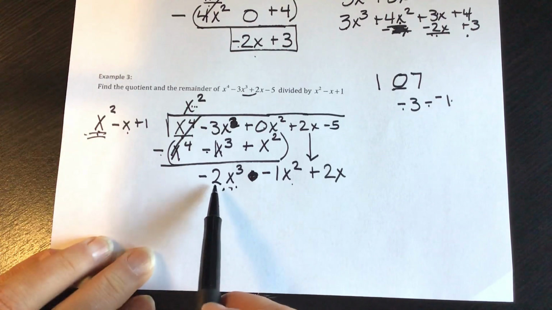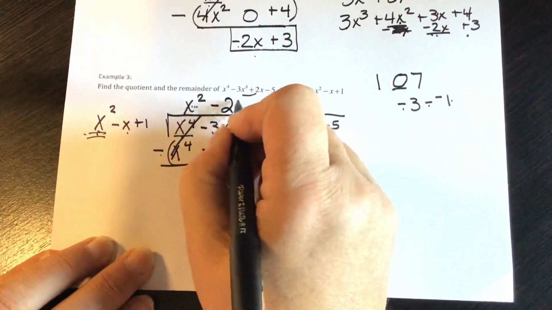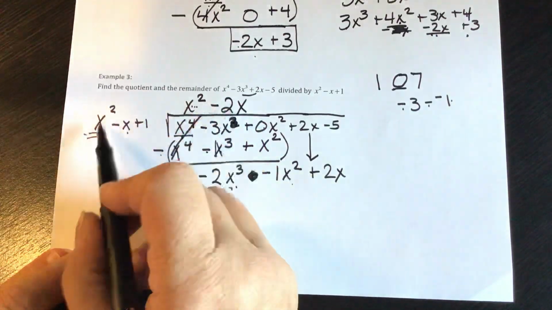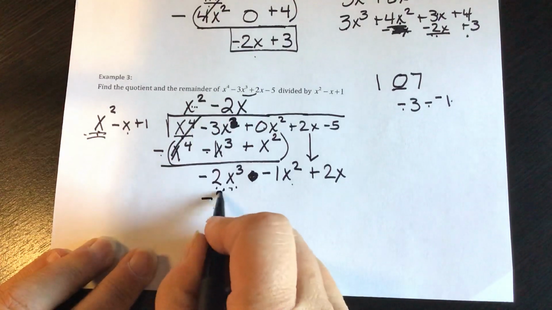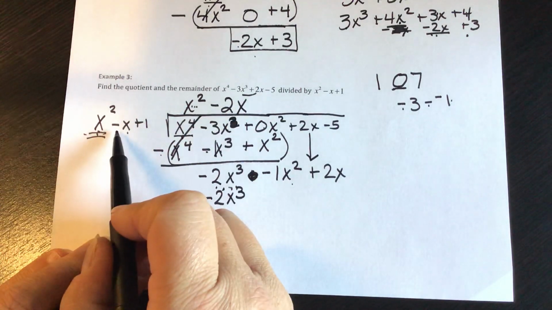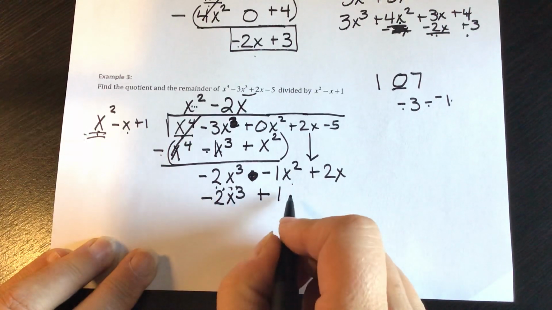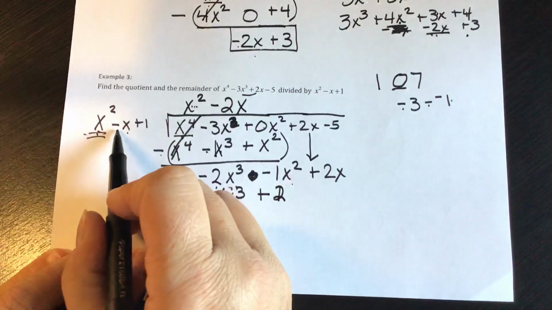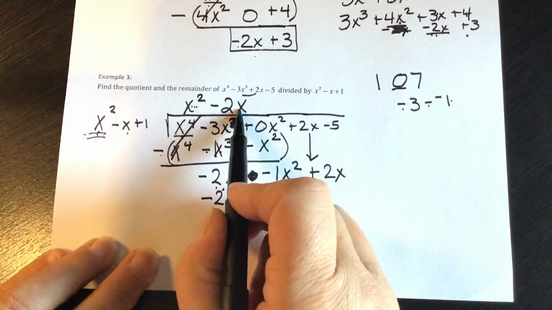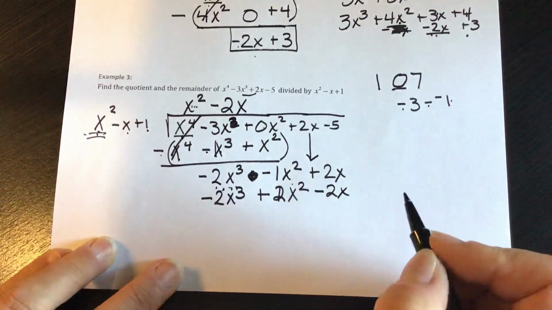And I would multiply by negative 2 and x. So negative 2 and x. Now I'm going to multiply negative 2x to the third. Negative 2x times negative 1x is plus 2. 2 times 1 is 2, x squared. And negative 2x times positive 1 is minus 2x.